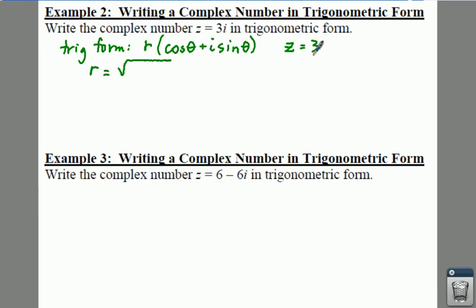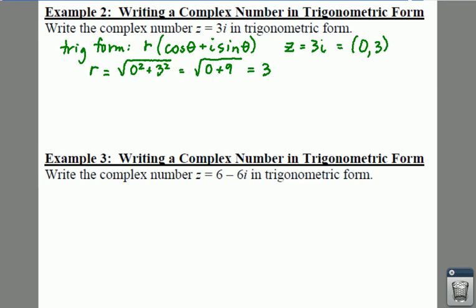If you have z equals 3i, we're missing your real part out front. So that is the ordered pair (0, 3). There's no real part out front, no a. So in this case, a is equal to 0. So we're going to say the square root of 0 squared plus 3 squared, which is the square root of 0 plus 9, or the square root of 9, which is 3. So your r is 3.